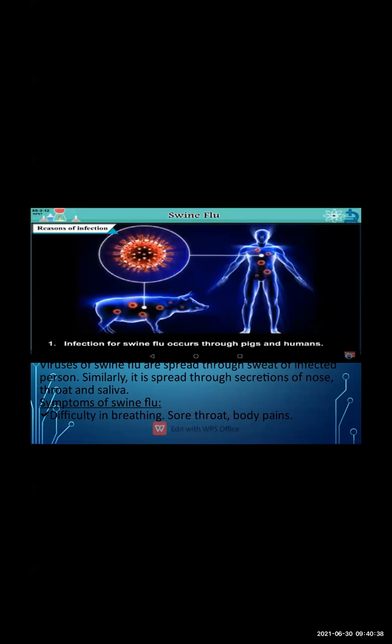There is secretion of the nose, the throat is paining, and saliva is always secreted in the mouth of this person. And what are the symptoms of the swine flu? The person is having difficulties in breathing and sore throat and body pains. Okay. So these are the things about the swine flu.